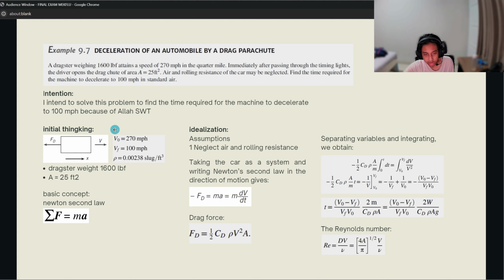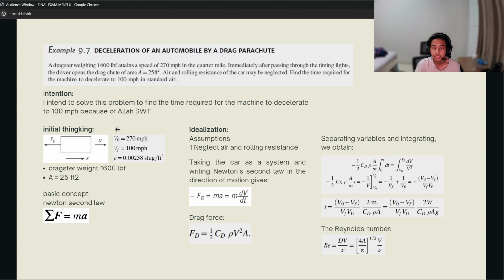The initial speed is 220 miles per hour, the speed at the end is 100 miles per hour, and then the density is 0.00236. The dragster weight is about 1600 lbf, and the area is 25 square feet. So the basic concept that we want to use in this question is Newton's second law, which is sigma F is equal to mass times acceleration.